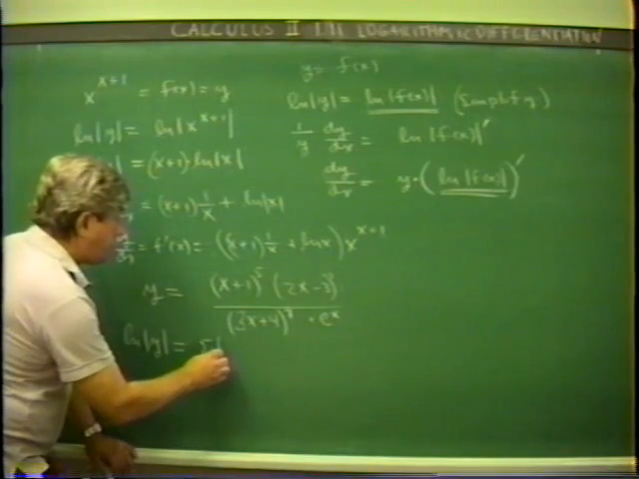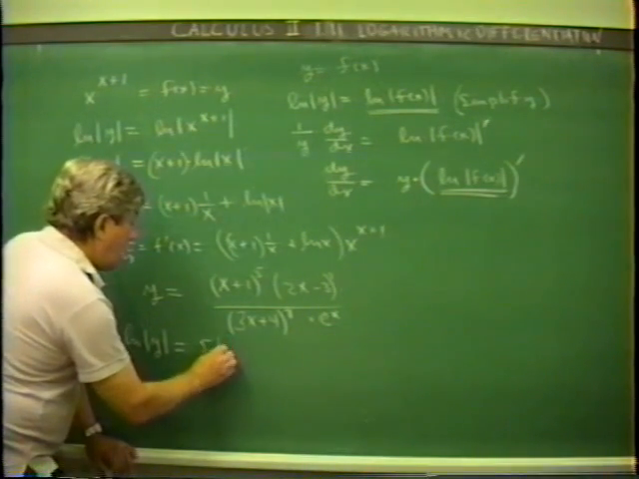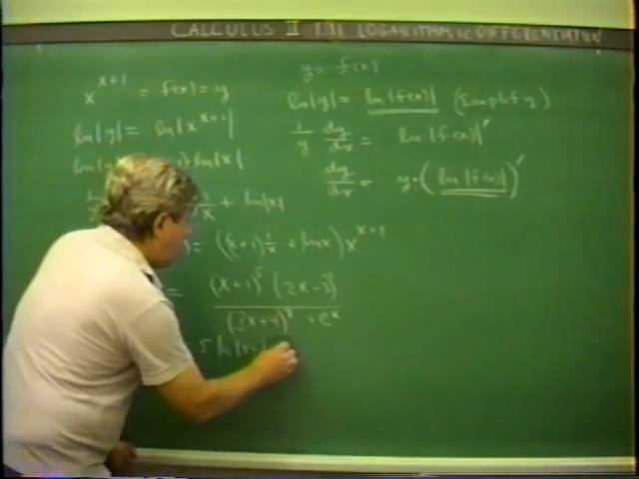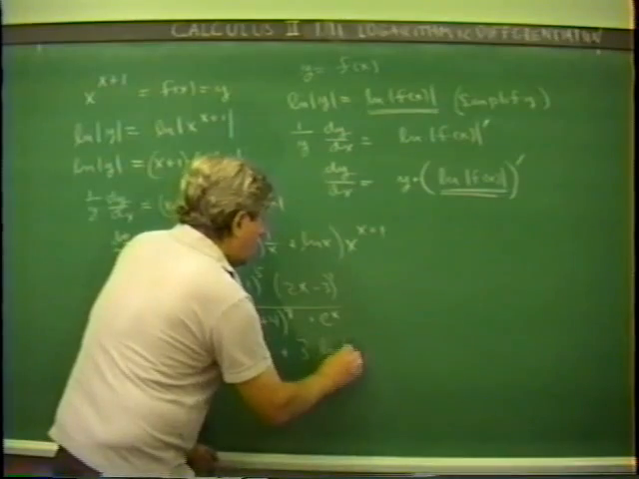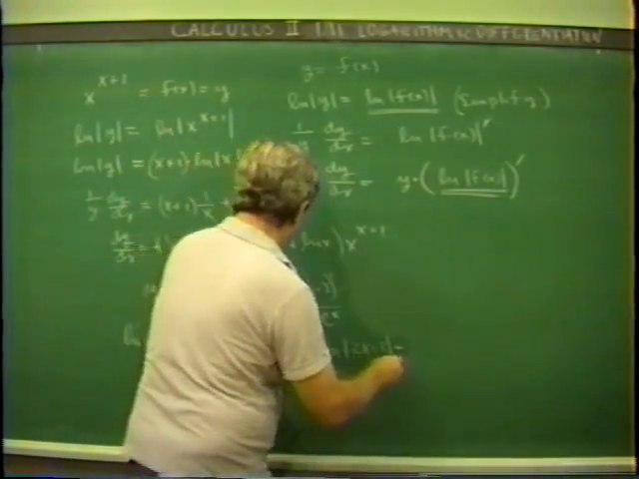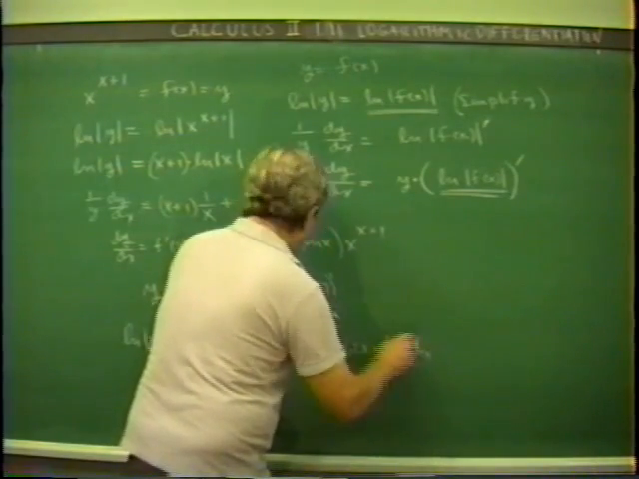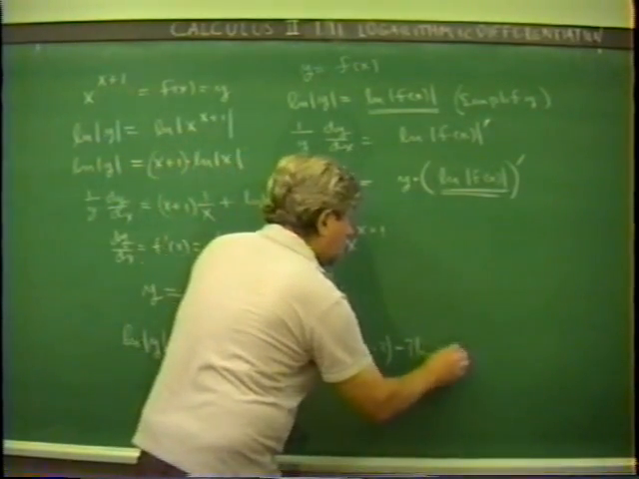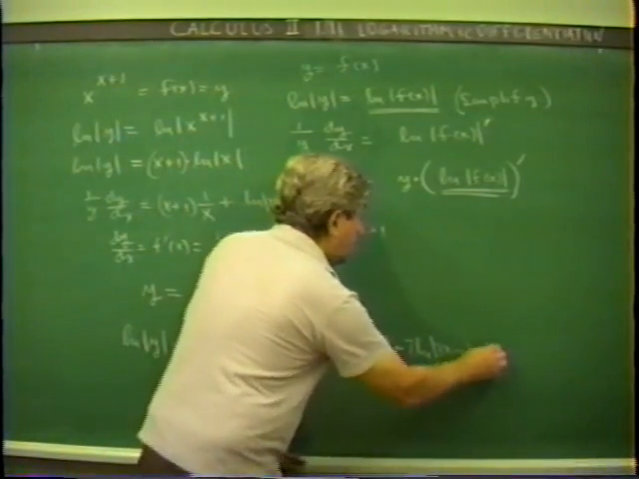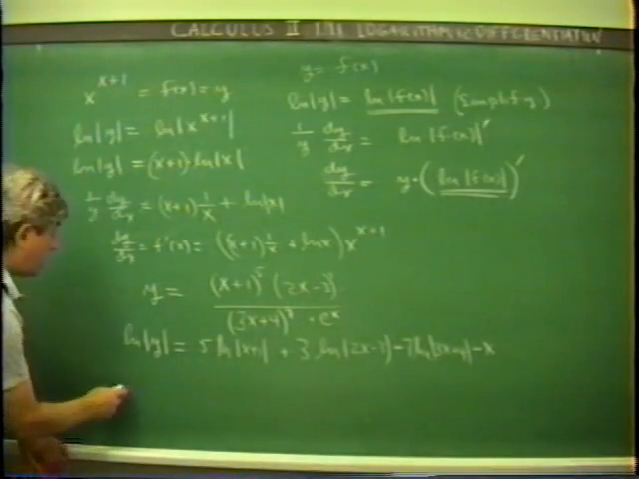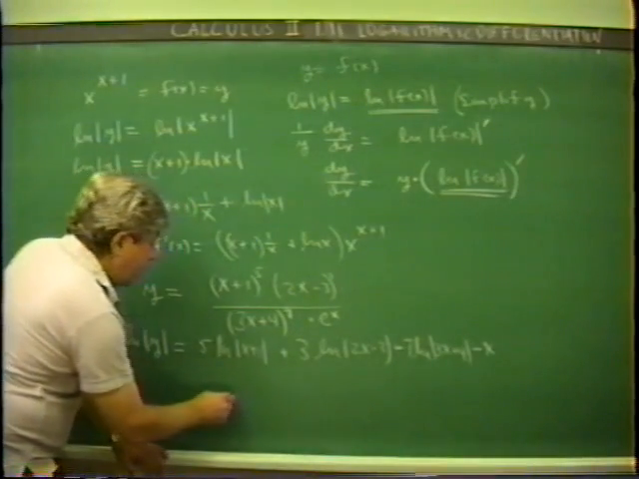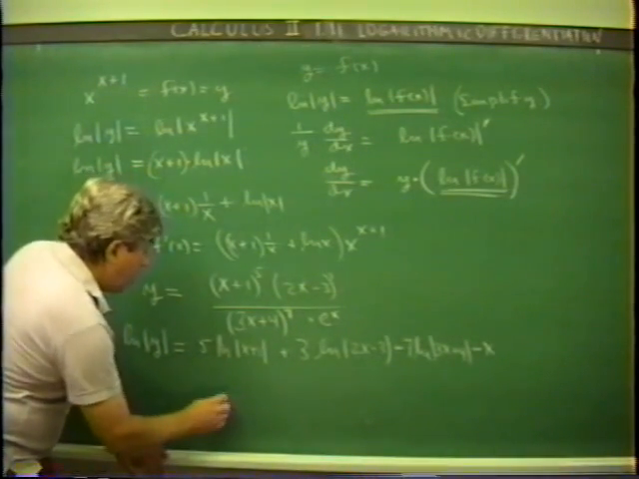Then the logarithm of y, the logarithm of absolute y, is equal to 5 log absolute x plus 1, plus 3 log absolute 2x minus 3, minus 7 log 3x plus 4, using the rules of logarithms, minus the logarithm of e to the x, so minus x.